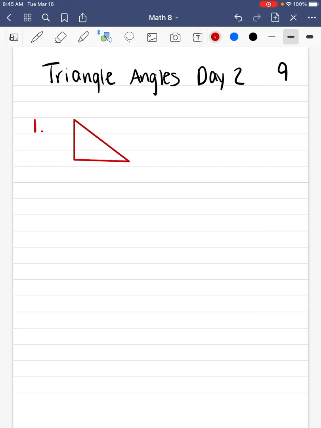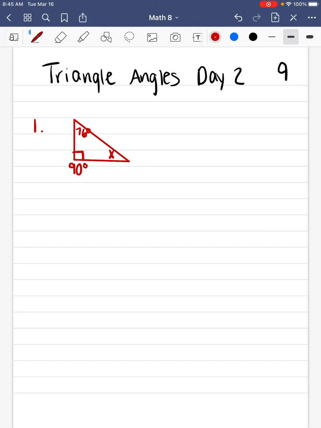So here's a picture of our triangle that I just drew, and we're going to have 76 degrees. We're going to have a missing angle, and then we're going to have a right angle. So the first thing we need to do always is to recognize that our right angle is 90 degrees, and that's an angle that's already given to us. The next thing we need to do is write an equation.